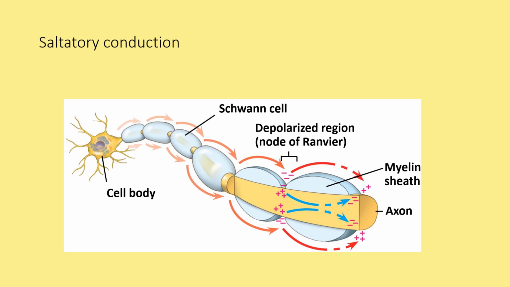The turtle has to pretty much touch every piece of ground from the start line to the finish line, slow and steady. That's continuous conduction. But the rabbit can leap over large chunks of ground from between the start line and the finish line. That is saltatory conduction, and it occurs faster than continuous conduction. And saltatory conduction occurs in myelinated neurons.